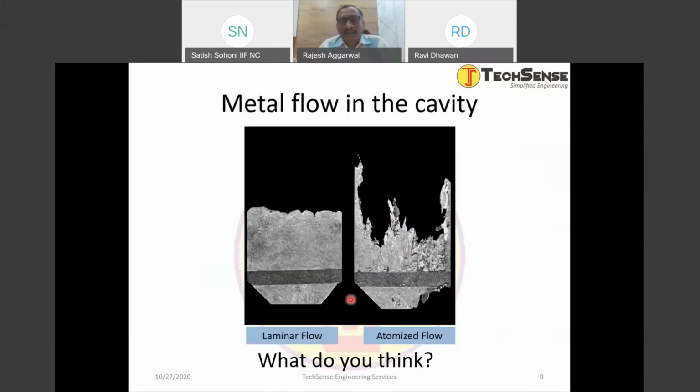So I have just a basic question. When the metal flows in the cavity, what type of flow is it? Is it a laminar flow or is it atomized flow? We're talking about high pressure die casting. Any answer, I request you to type in the chat box. Any answers? What type of flow is it when we produce the casting using the high pressure die casting process?